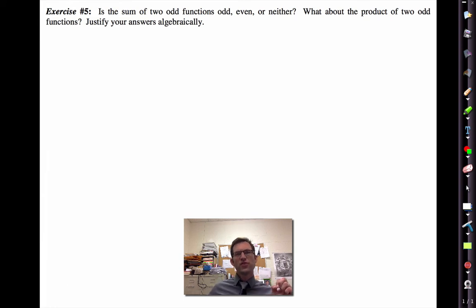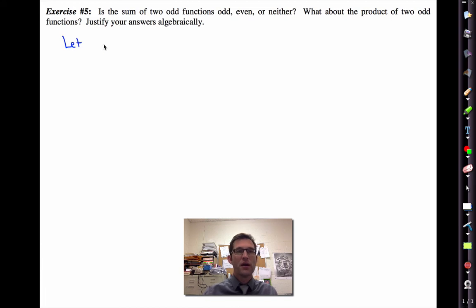Is the sum of two odd functions odd, even, or neither? What about the product of the two odd functions? Justify your answer algebraically. Well, one way to think about this problem is to grab two very simple odd functions like f of x equals x cubed and g of x equals x to the fifth, and then add them and multiply them and see what happens. But you can really do it more generically.